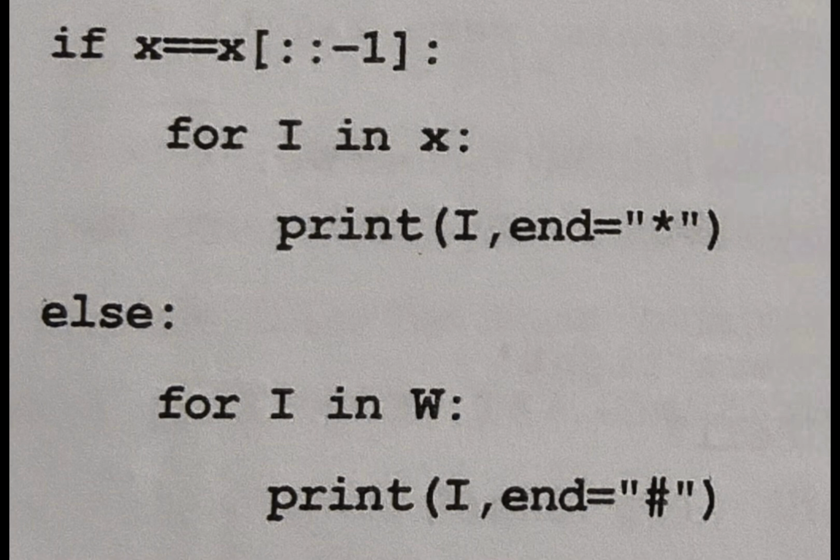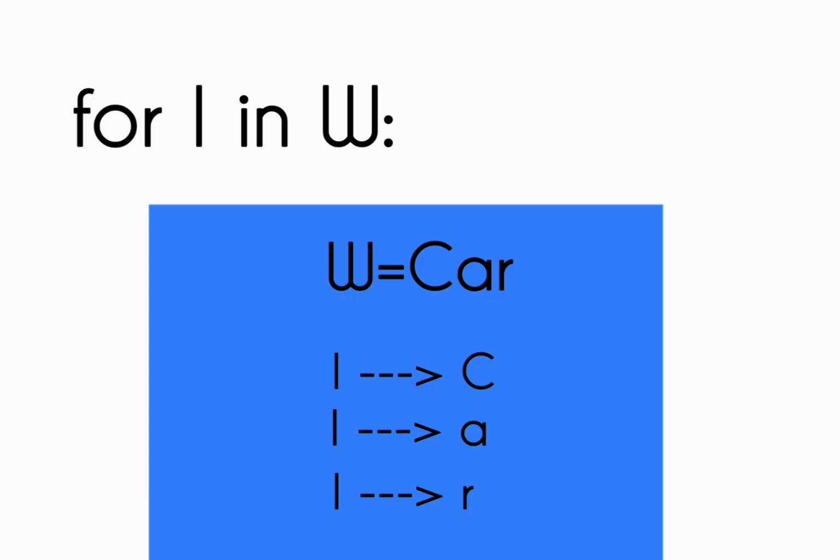So this is what you have to mind, and you have to mind every single thing. You can't ignore this, because our output will be different. Here we have to run the loop for W, not X. Now for I in W means the loop will run for whatever value W holds. So for the second time, W is holding the value car and only C is in capital letter. A and R are in small letters. So this is what you have to mind.